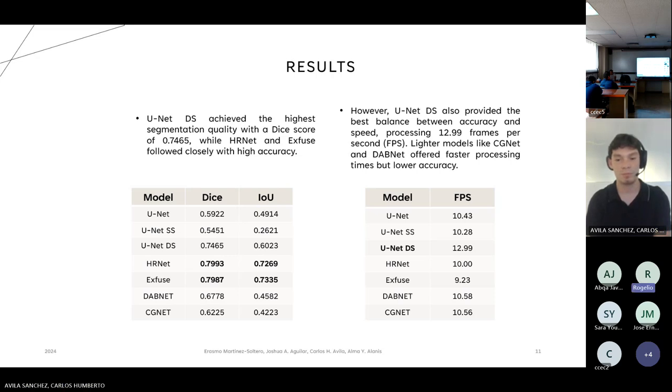The IOU or DICE metrics are quite low on average. One is you got the complete segmentation and zero is nothing, right? Yeah. So what do you need to increase that metrics? More training images? Probably a bigger data set.